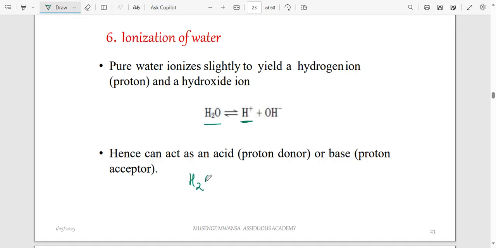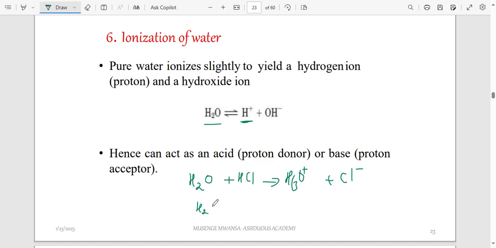So if I'm reacting water with hydrochloric acid, in this case, because I already have an acid, water is going to be acting as a base. So it will be accepting a proton. So the hydrogen is going to be gotten. I already showed you how the mechanism happens. So we're going to form H3O plus and then plus chloride.